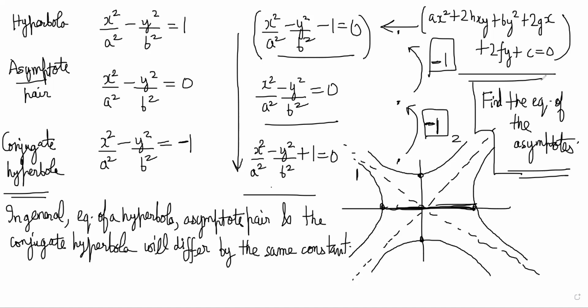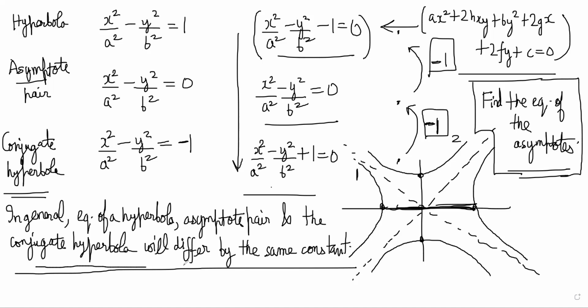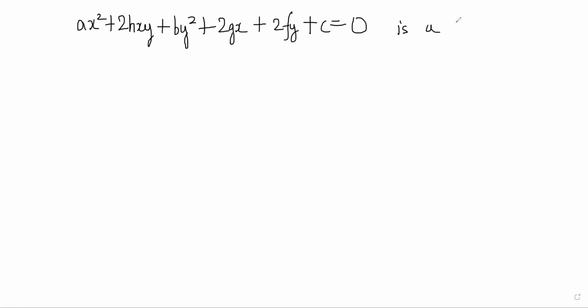If you want to find the asymptotes, however, you can use this fact now. That the equation of the hyperbola and its asymptotes will differ by some constant value, right? If it is not a standard hyperbola, it may not be minus 1 or plus 1. It may differ by some other constant. So what do we do in such cases? What we say is, okay, let's say ax square plus 2hxy plus by square plus 2gx plus 2fy plus c is equal to 0 is a hyperbola.